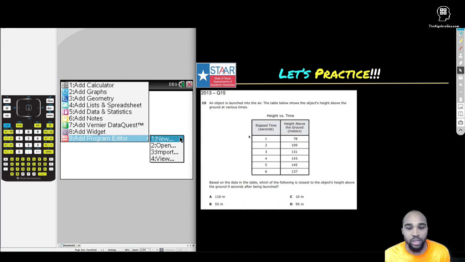All right, so an object is launched into the air. This is from 2013. The table below shows the object height above the ground. Again, we got a projectile. Based on the data, which of the following is closest to the object's height above the ground 9 seconds after being launched? So we could probably make a guess. They gave us 1 second, 2 seconds after launch, 3 seconds, 4 seconds. They want to know 9 seconds after launch.